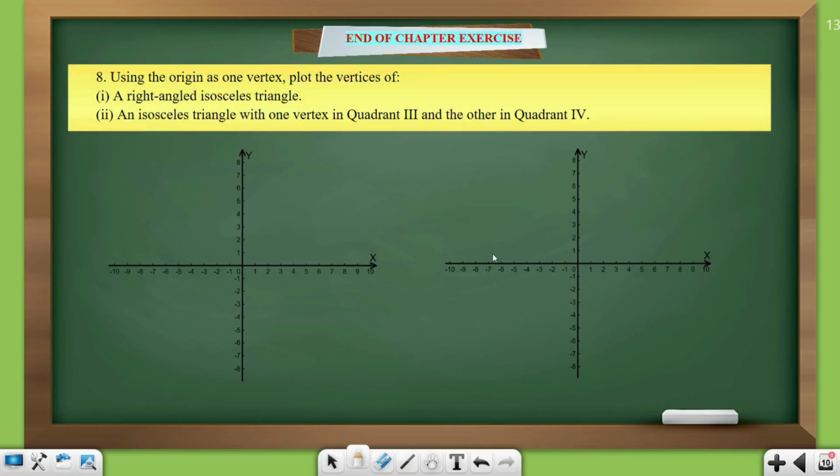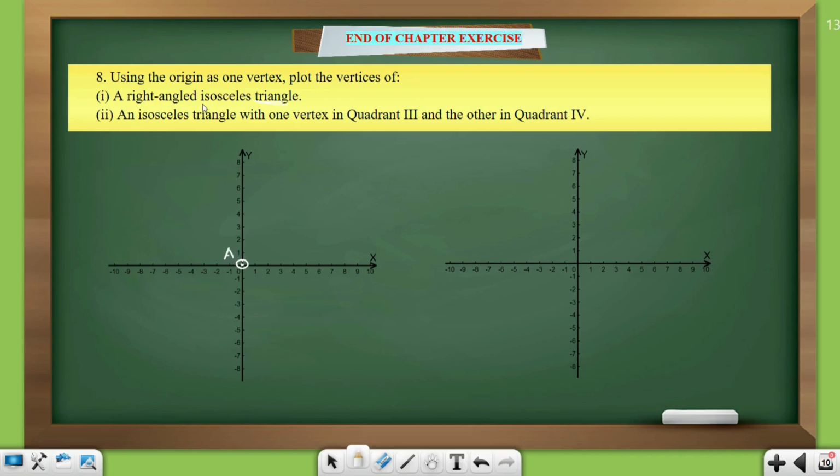And the second question is, using the origin as one vertex, plot the vertices of a right angled isosceles triangle. This question is very easy, because they have given the origin as one of the vertices and they ask us to construct a triangle here. We know that for a triangle we need 3 vertices. One of the vertices is already given as the origin. So this is my vertex, I am assuming it as the vertex A.